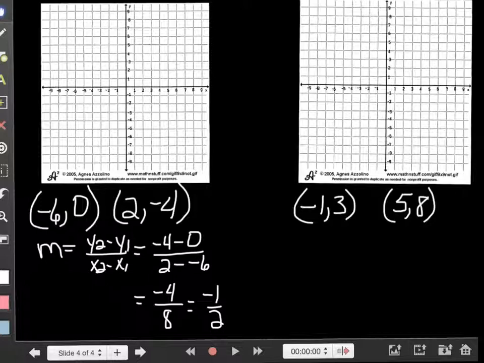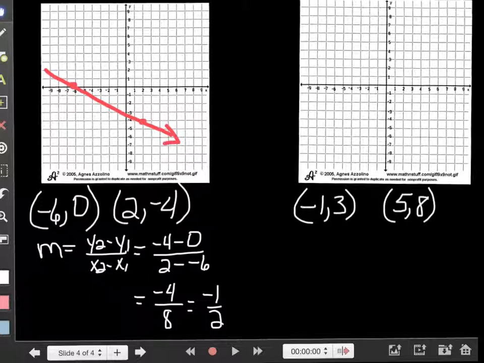Negative 6, 0 is located here. And 2, negative 4 puts us here. Now, if we were to draw the line between those points, then we would see, yes, that line is going down to the right. Okay, we can also count the rise over the run.